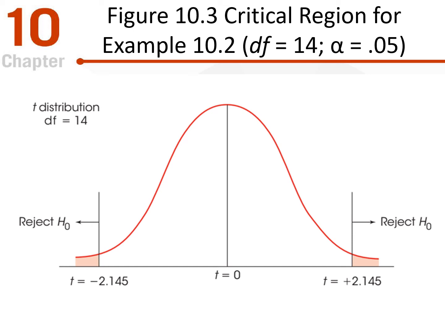Now your obtained value has to be more extreme than these two critical values. So it has to be either greater than 2.145 or less than negative 2.145. You need it more extreme than the critical value to then reject the null hypothesis.